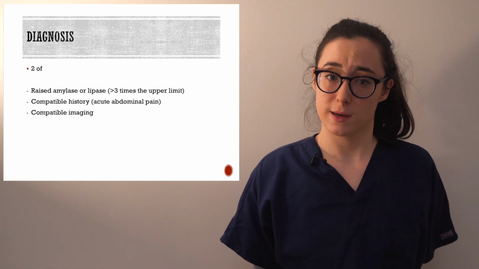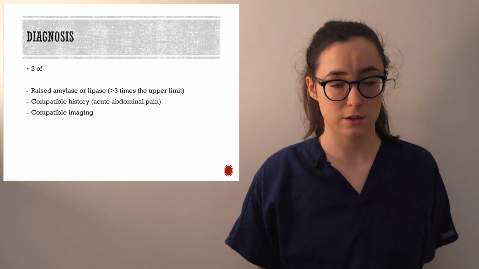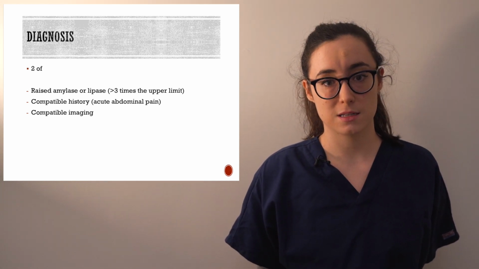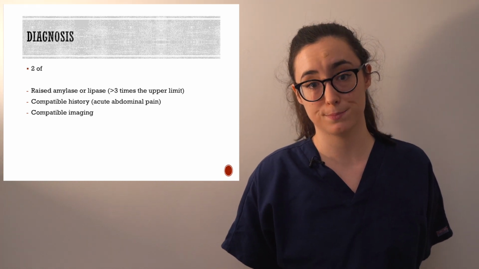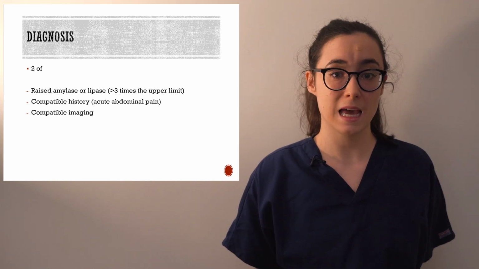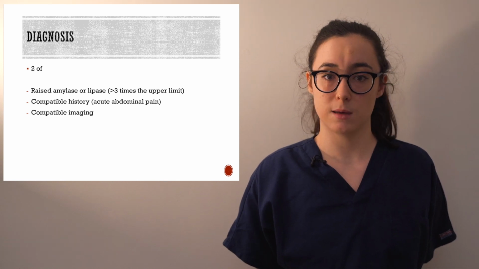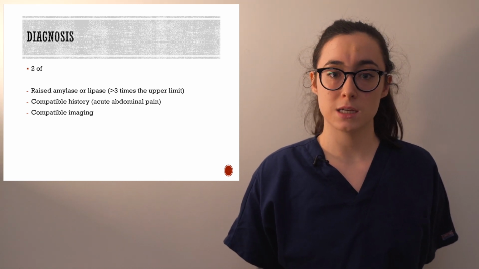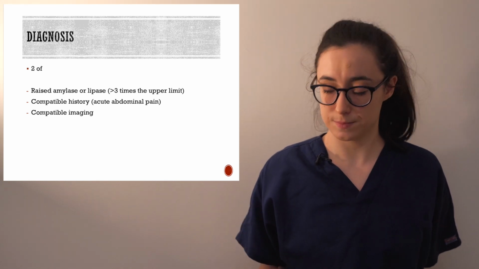So how do we diagnose pancreatitis? There are three common features. You need two of them to diagnose pancreatitis. The first is a raised amylase or lipase, and that's more than 3 times the upper limit of normal. The second is a compatible history, commonly epigastric pain radiating to the back. And the third is compatible imaging. This can be ultrasound, a CT abdo-pelvis, or an MRCP, which is the gold standard.